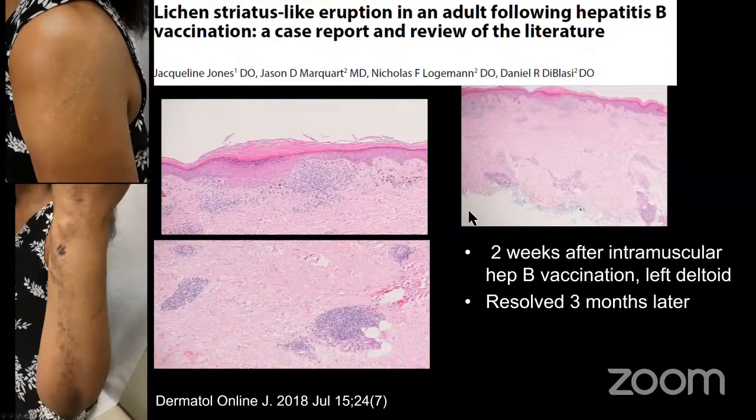I mentioned that it's seen in kids, but in this particular case, it was an adult who had it after hepatitis B vaccination, which was sort of a new fact to me. I hadn't really heard of this before. It almost looks like linear lichen planus to me a little bit.